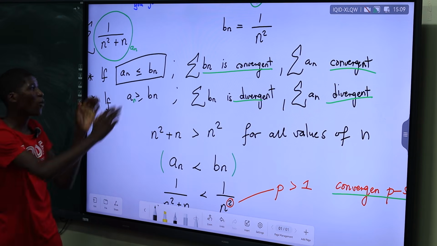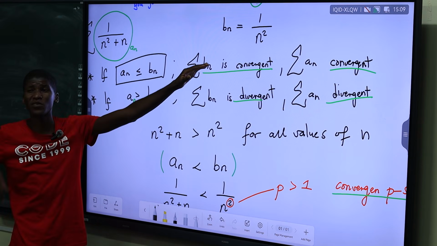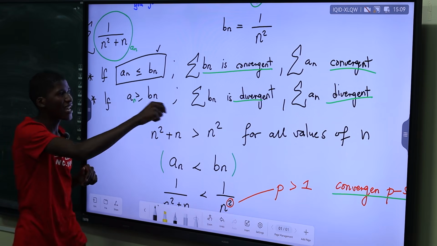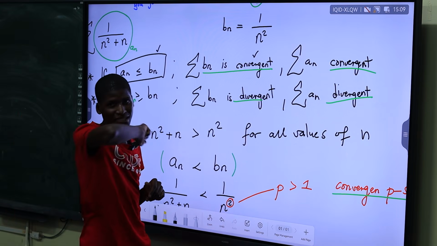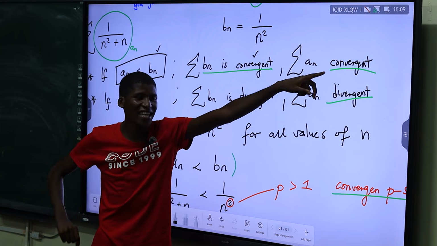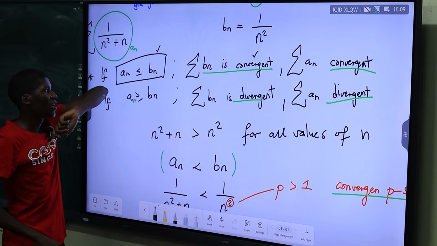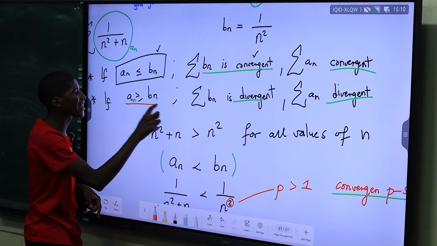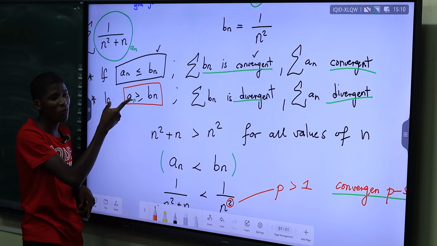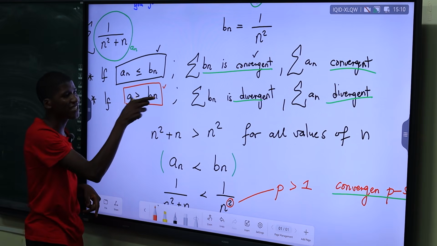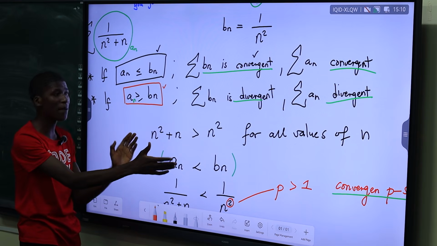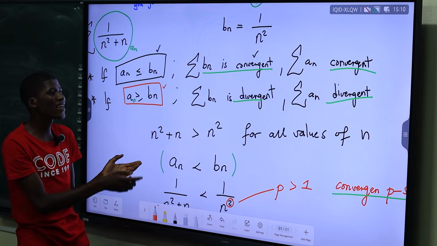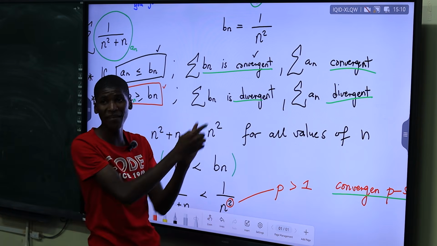Ungalenze phutha lokuthi once wabona sekunje so conclude on convergent. No, this must be met. Number 2, this must be met, and then automatically this is correct. Even for the second condition, if it happens that an is greater or equal to bn, if this condition is met, you must compare ama sequences wako in terms of the size, then you must look for one of them to be divergent.